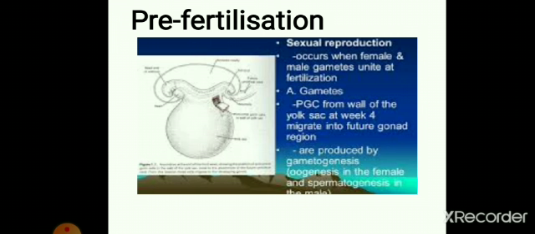The testis produces the male gametes known as sperms. The ovary is the female reproductive organ, and it produces the female gametes known as ova or eggs. So the male gamete produces sperms, the female gamete is the ovum or egg. The male gamete reaches the female gamete during this stage.